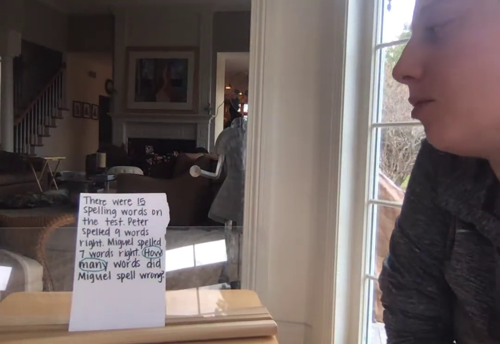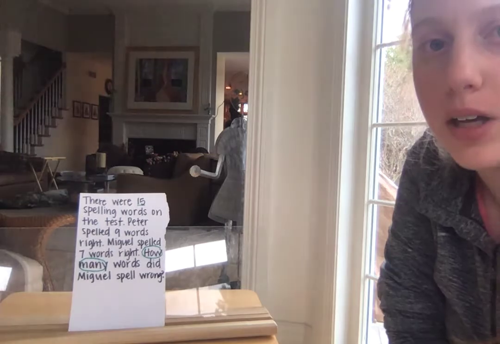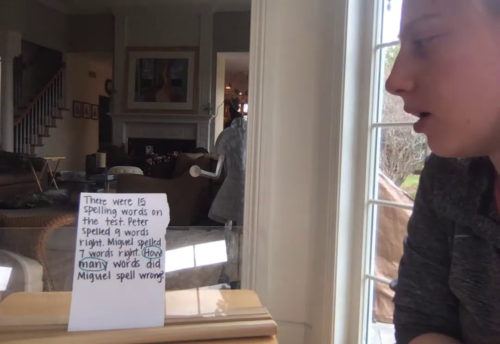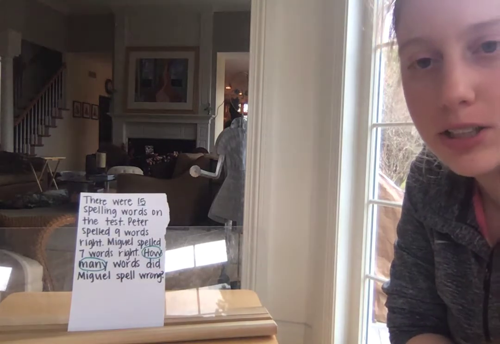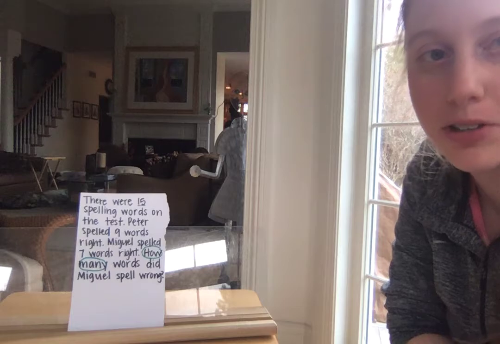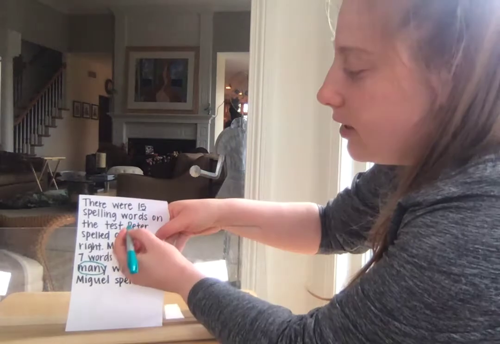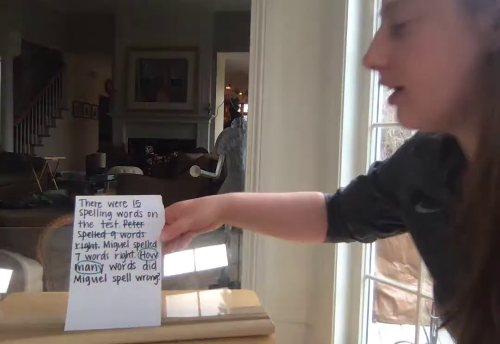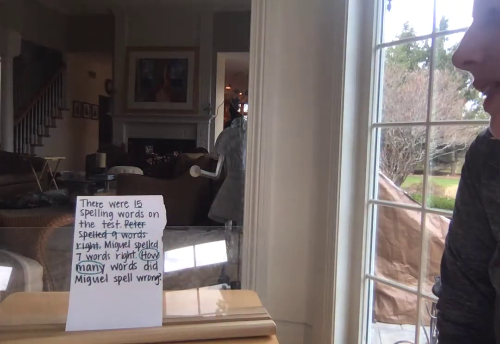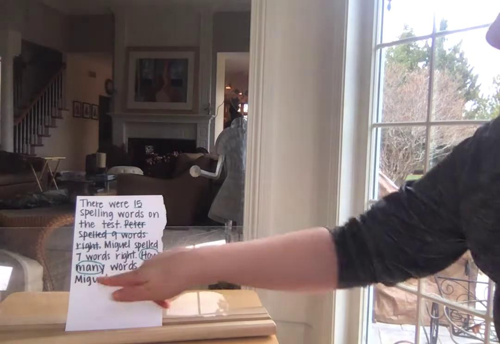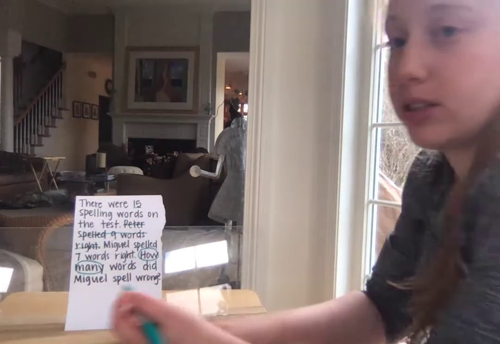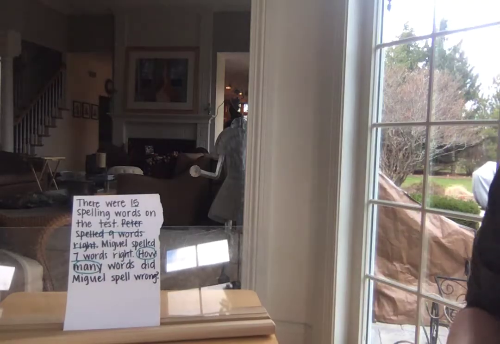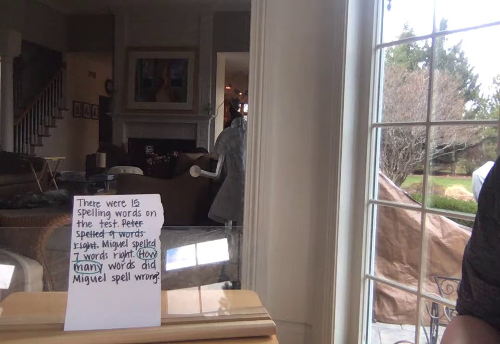Peter spelled 9 words right. I'm looking back at our question. Our question asked, how many words did Miguel spell wrong? So does Peter matter to us? Not in this problem. We aren't thinking about Peter. So that's our unnecessary information. So I'm going to cross that out. Miguel spelled 7 words right. We want to know how many words Miguel spelled wrong, so that's an important one. So I'm going to underline 7. All right. How many words did Miguel spell wrong?